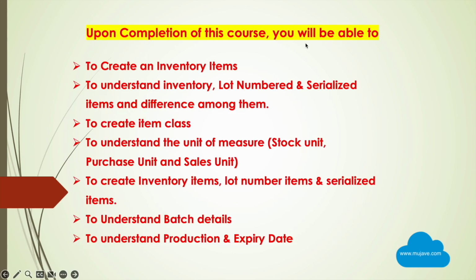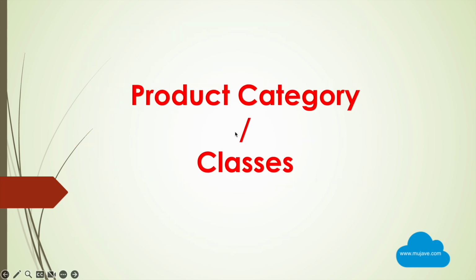Upon completion of this course, you will be able to create an inventory item and understand the inventory, lot numbered and serialized items and the difference among them, and create item class, and understand the unit of measure, that is stock unit, purchase unit and sales unit, and create inventory items, lot numbered items and serialized items, and understand batch details, the production and expiry date, and product category, that is classes.